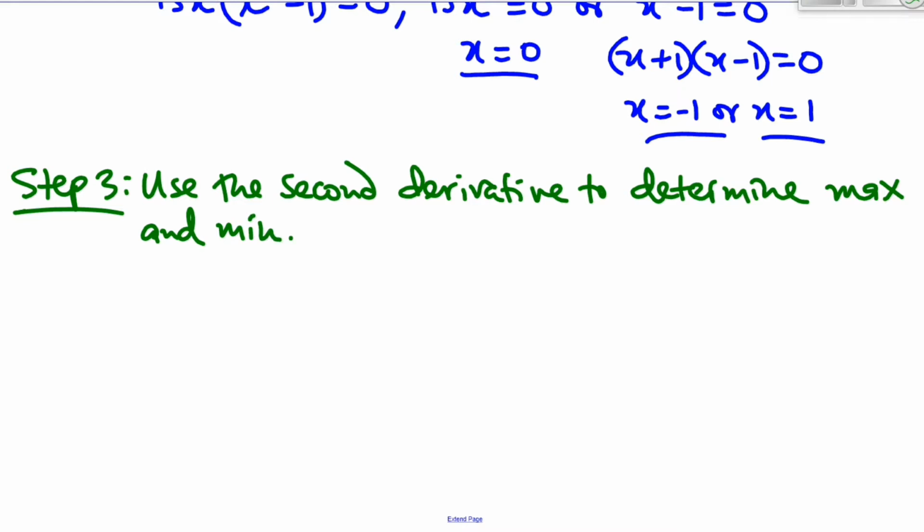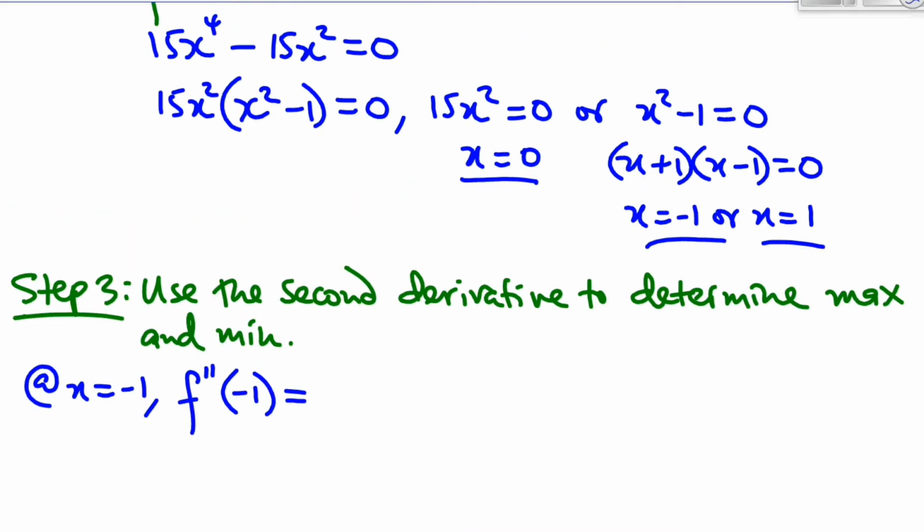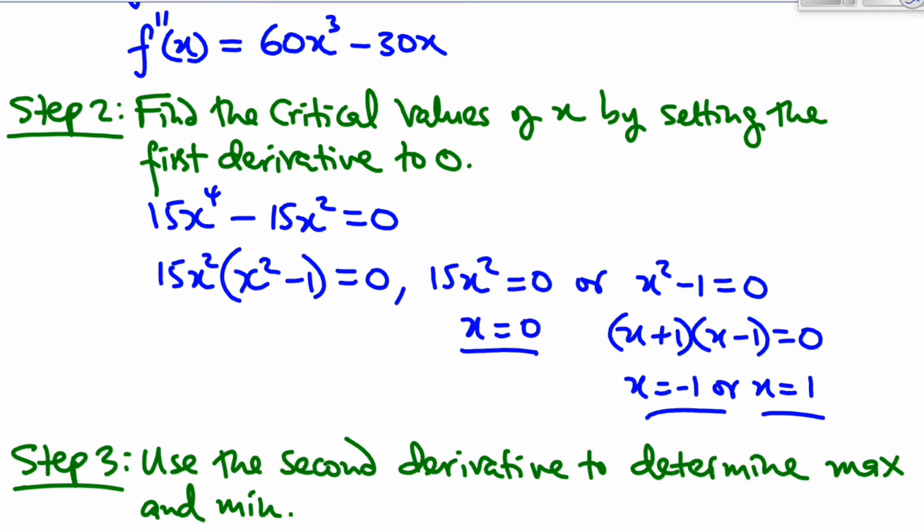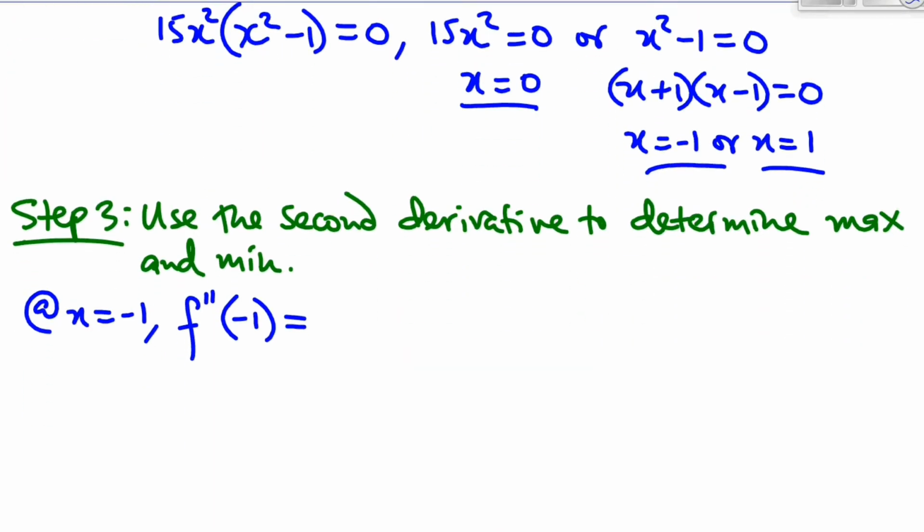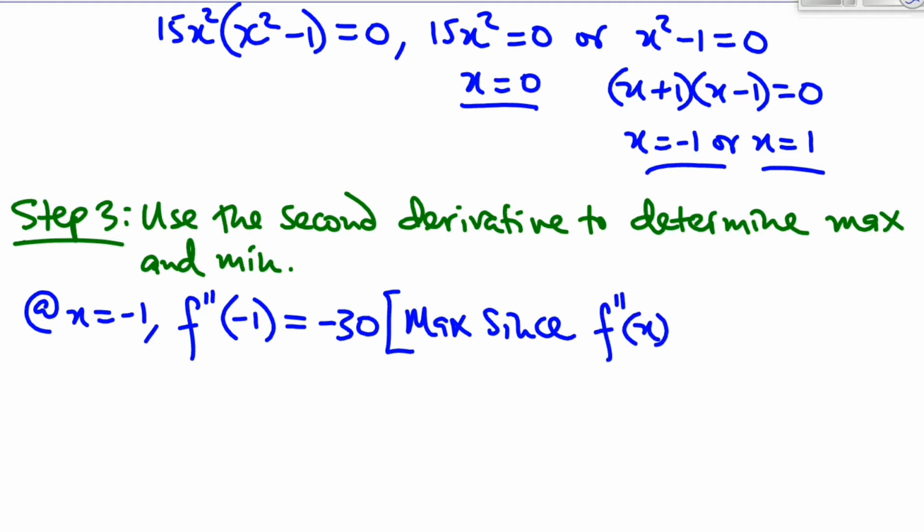Okay, so what that means is at x = -1, you plug that into the second derivative, because now you're applying the second derivative test. Just plug that into the second derivative here, and what you end up with is -30, which means that this will be a maximum, since the second derivative is less than 0.